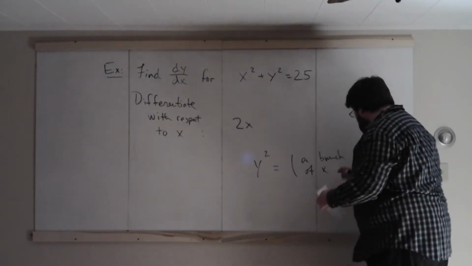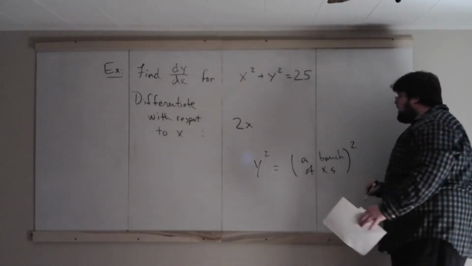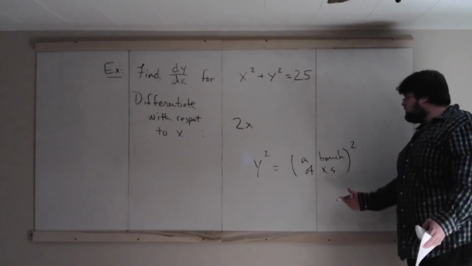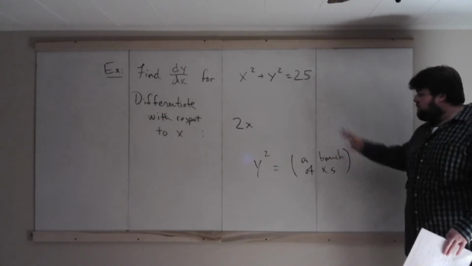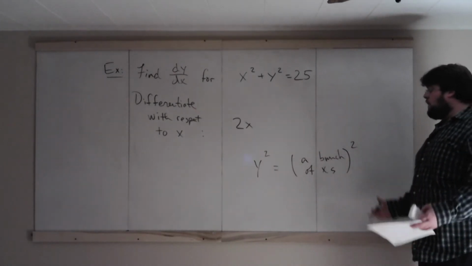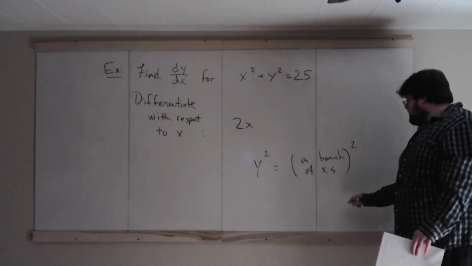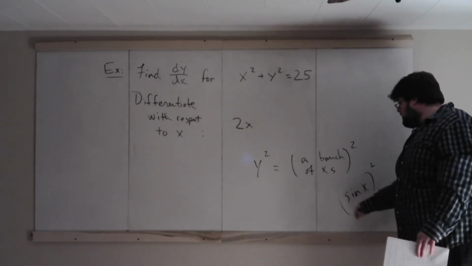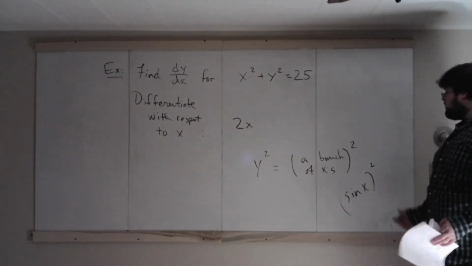That's not going to say a bunch of x's. y is kind of a function of x. Well, we know how to take the derivative of something which has a bunch of x's and is squared. If we needed to take the derivative of sine of x squared, we could do that using the power rule and the chain rule.